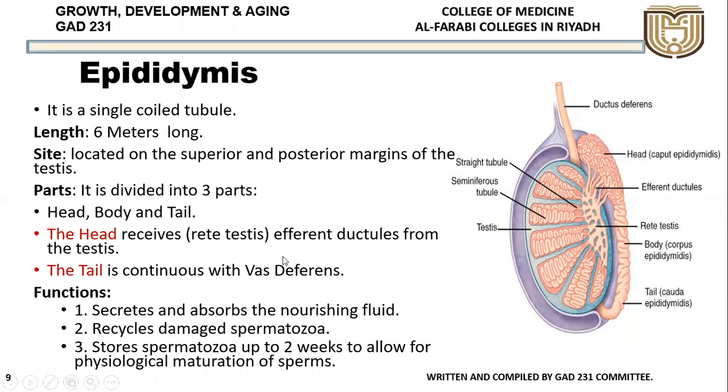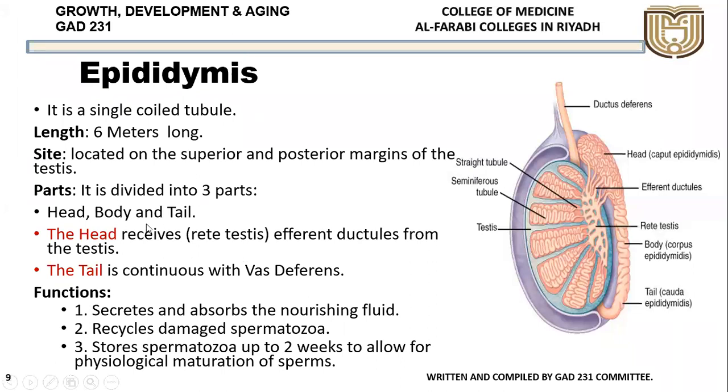The head will receive the different ductules from the rete testis. So if you can see here, from the rete testis, the head will receive efferent ductules through which the sperms, which are produced in these seminiferous tubules, will pass into the epididymis. Okay. Then the tail is continuous with the vas deferens. If you see here, this is the tail. It will continue as the ductus deferens, or it is also called the vas deferens. Both are the same.